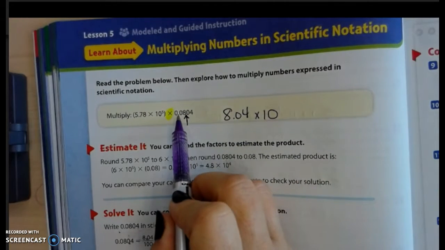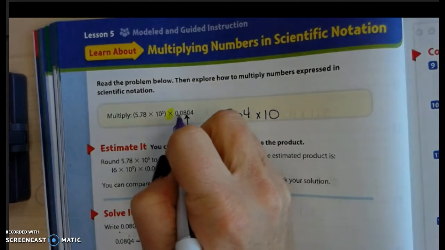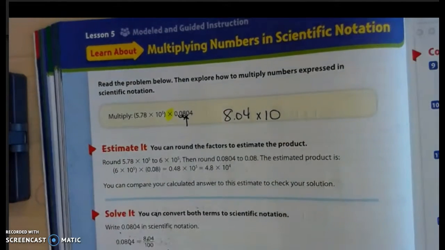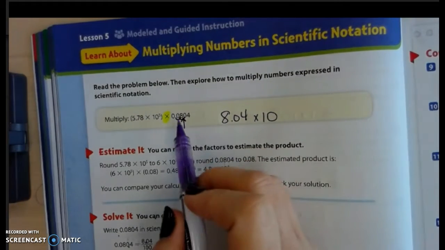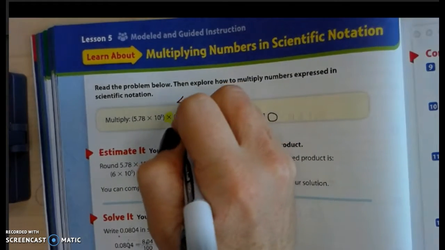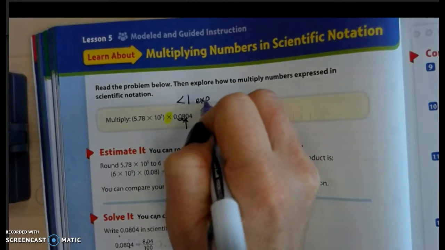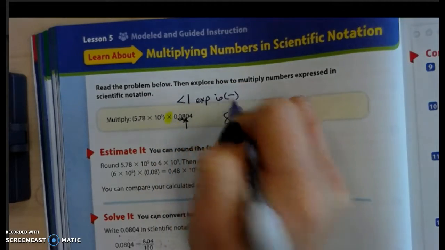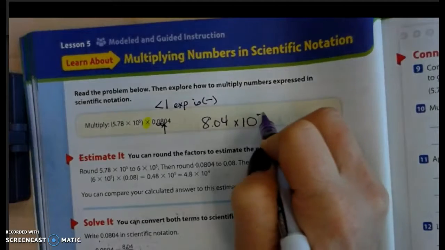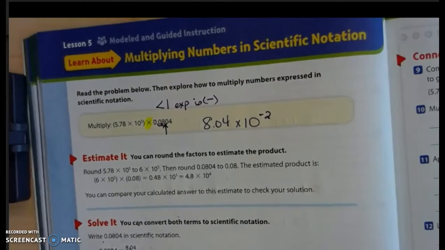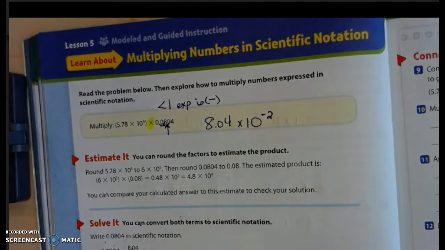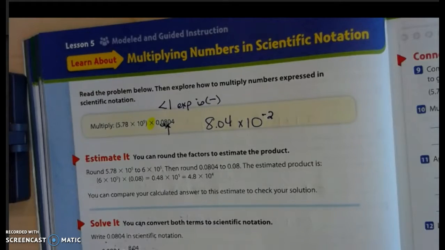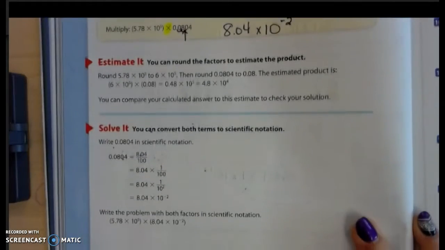I'm going from 0.08, I'm going over 2 decimal places to make it 8. And since my initial number was less than 1, my exponent is negative. So it is a -2 exponent. So I've got 5.78 times 10 to the 5th times 8.04 times 10 to the -2.